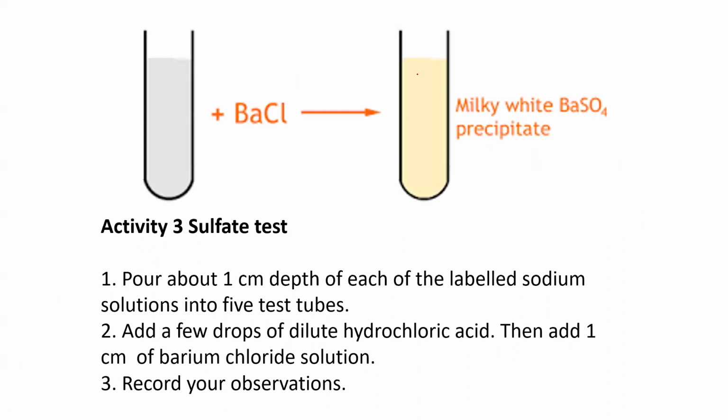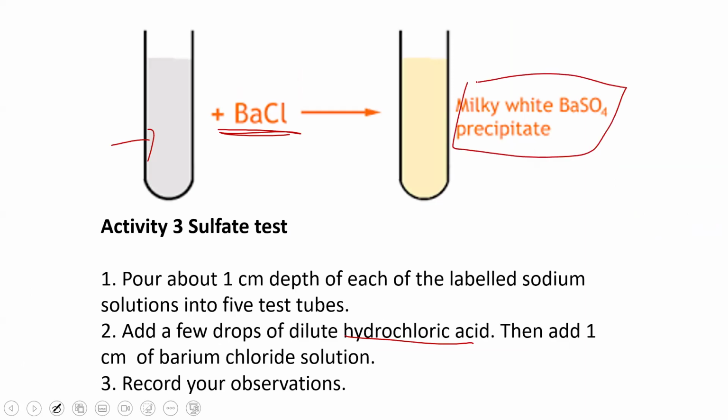Sulfate test. You've got your liquid, whatever you're given, and you react it with barium chloride with a few drops of hydrochloric acid. If you get your milky white precipitate, that is barium sulfate. The barium sulfate is insoluble, so it will appear as a precipitate.